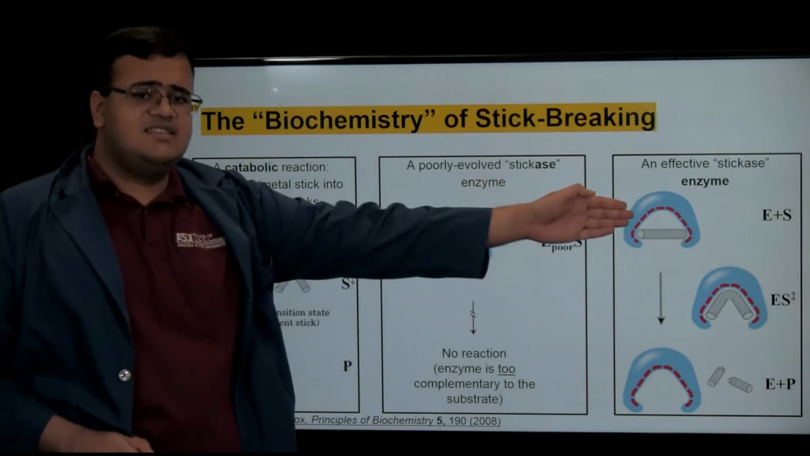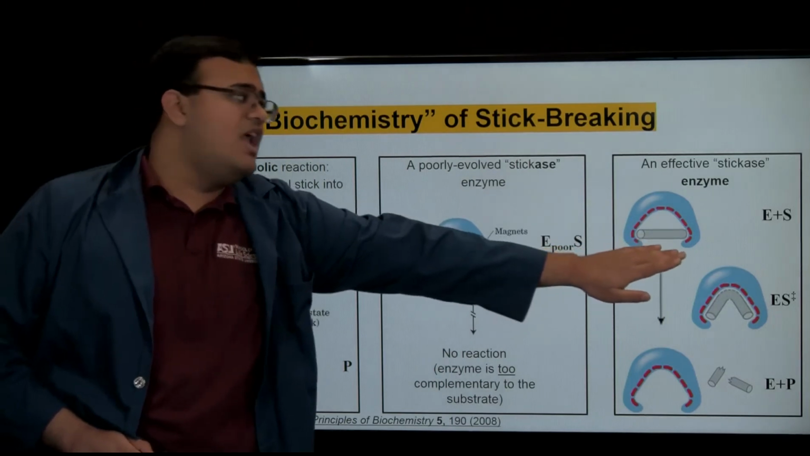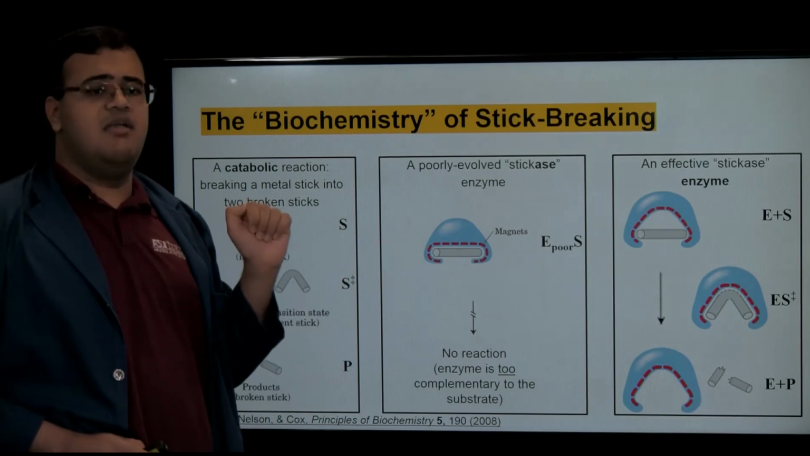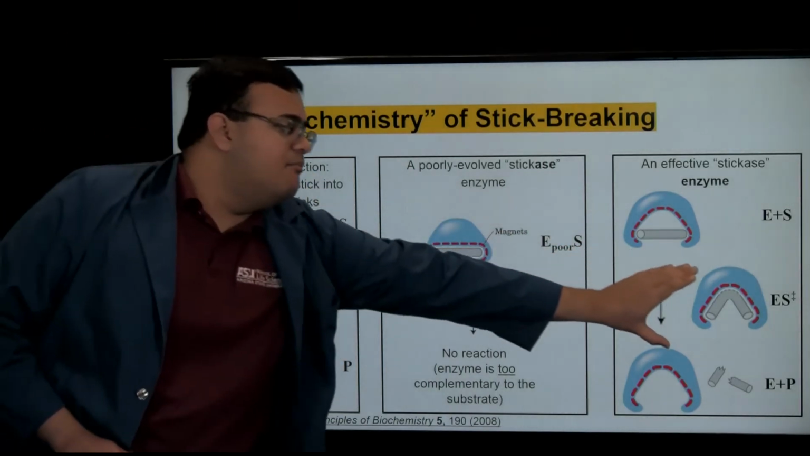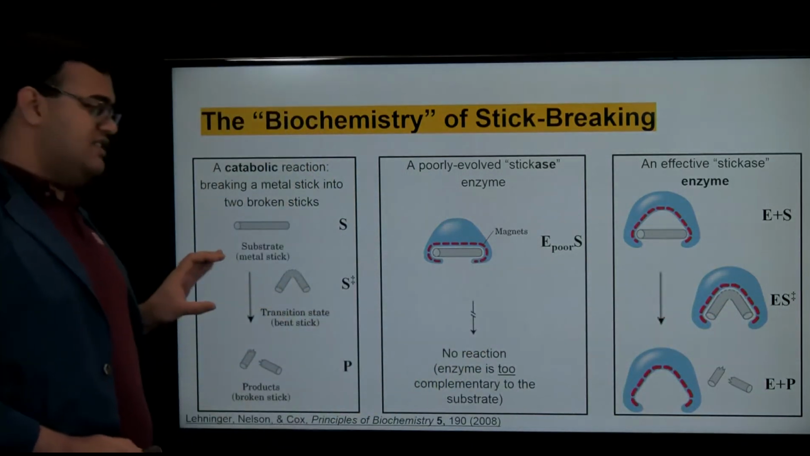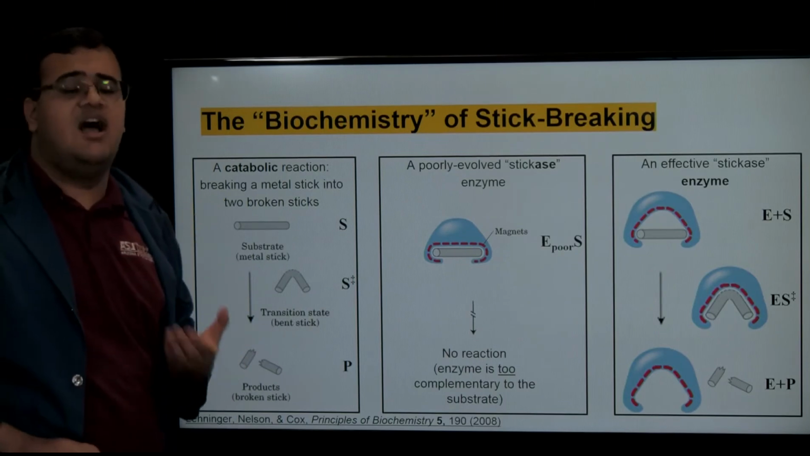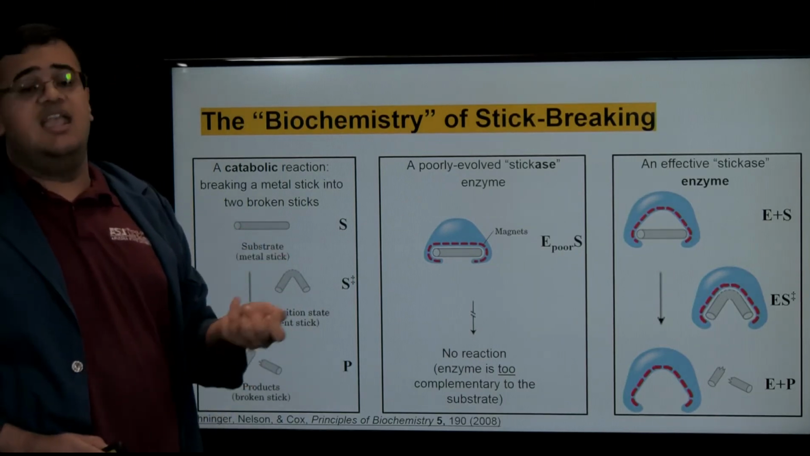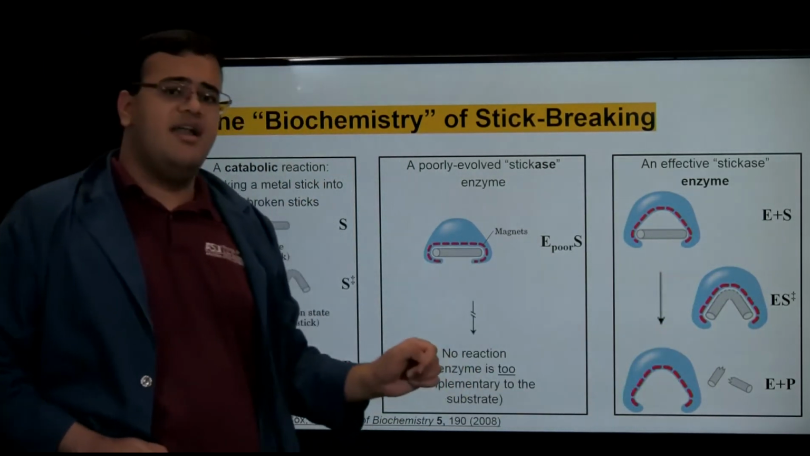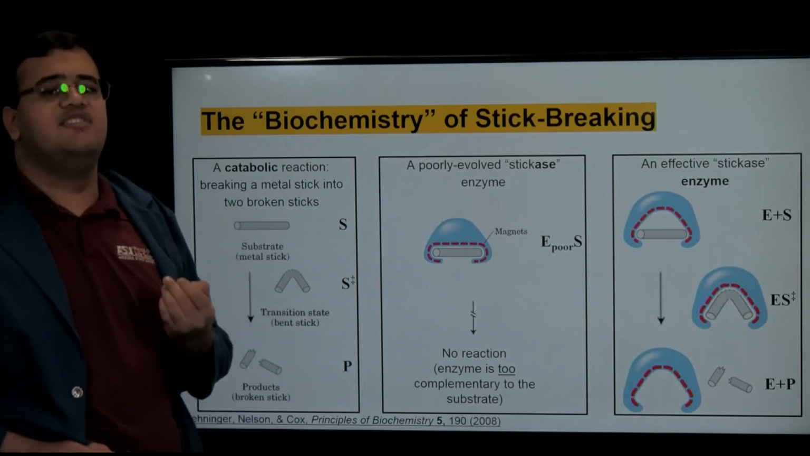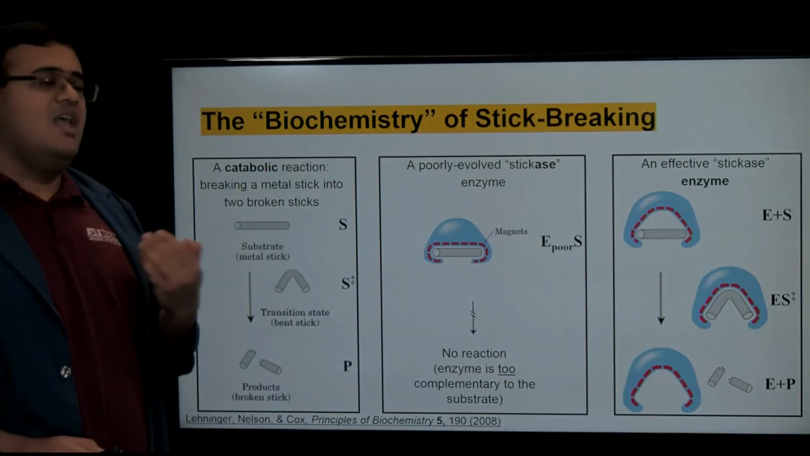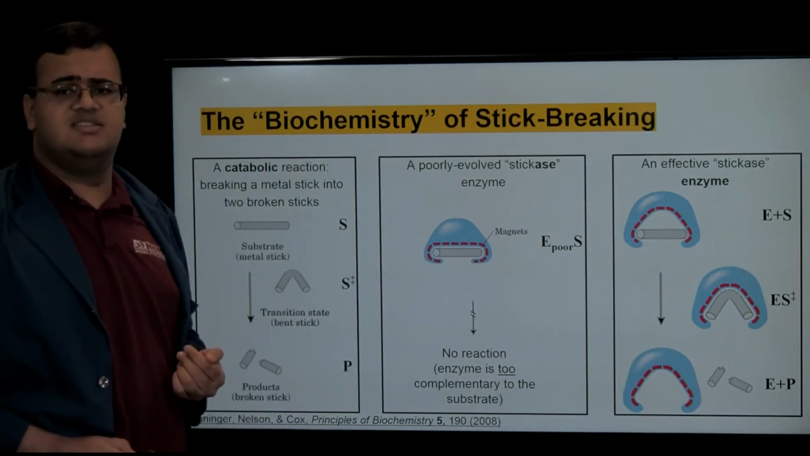So an effective stickase enzyme, we can see here the substrate's coming in. We have E plus S, and it doesn't bind it perfectly like this poorly evolved enzyme. However, it binds the substrate such that the transition state, the bent stick, fits in there perfectly. Now, bent sticks aren't very stable. Once you bend a metal stick, it's going to snap. So the reaction goes, and you end up with products. However, because the enzyme is shaped to fit the transition state very well rather than the products, the products can easily diffuse away. And that's basically how the biochemistry of enzymes works.